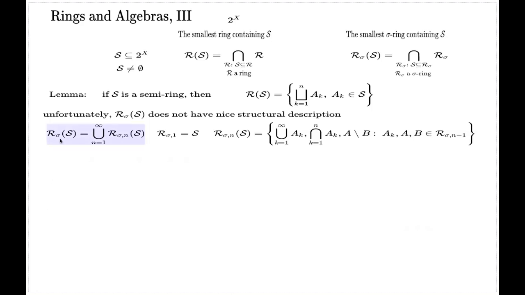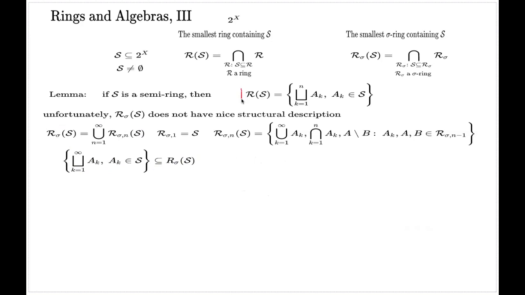I will actually show you that this minimal sigma ring, in general, doesn't have any nice structural description. I said this a few times, but I didn't really give you any convincing argument for it. For instance, you might guess that if I take all possible disjoint countable unions of the elements of your semi-ring, you may ask whether your minimal sigma ring will be equal to this. Unfortunately, this is not true.